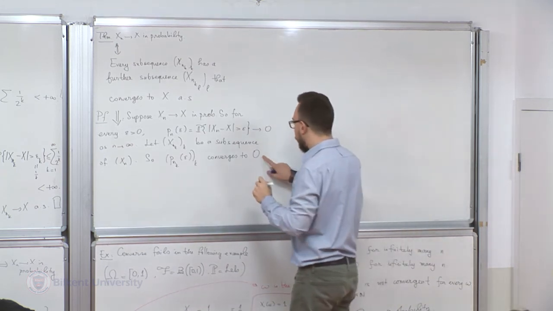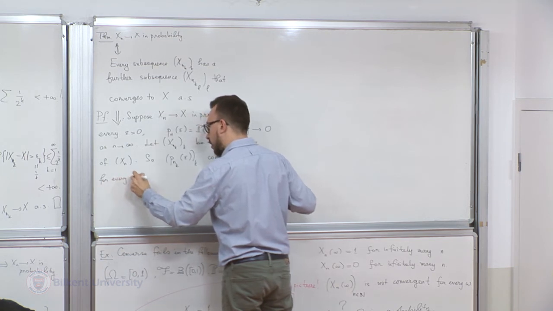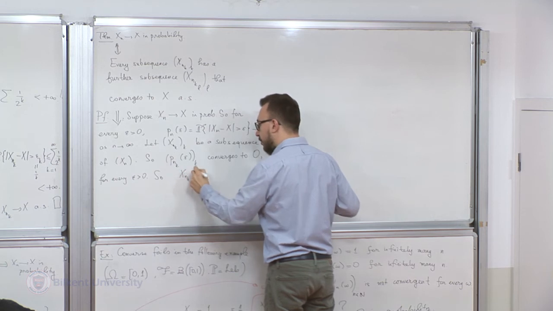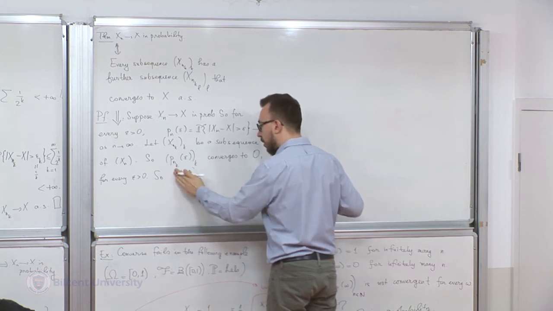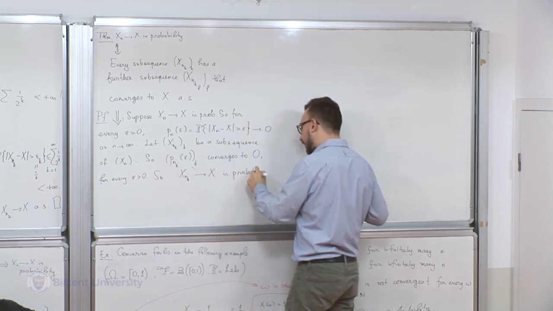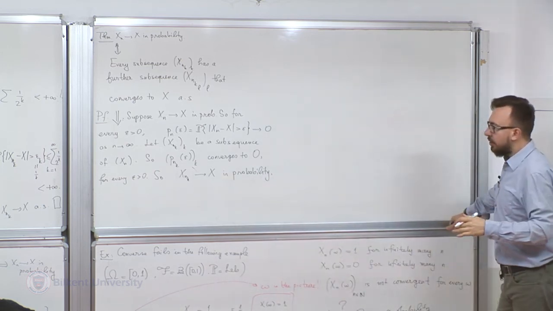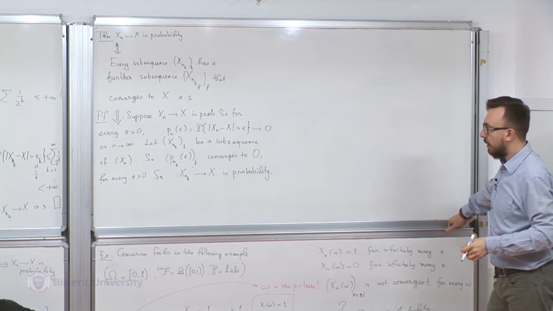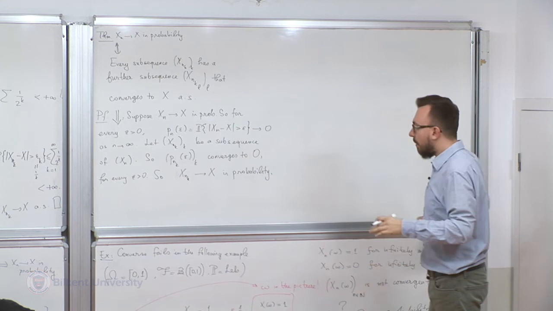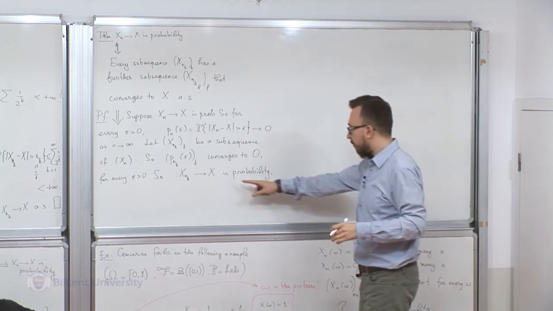Okay, this is for every epsilon. What I'm trying to say is that the subsequence also converges to the same limit in probability. So the fact about convergence in real numbers just transfers to convergence in probability. So if you have a sequence that converges to some limit in probability, then its subsequence also converges to the same limit in probability.